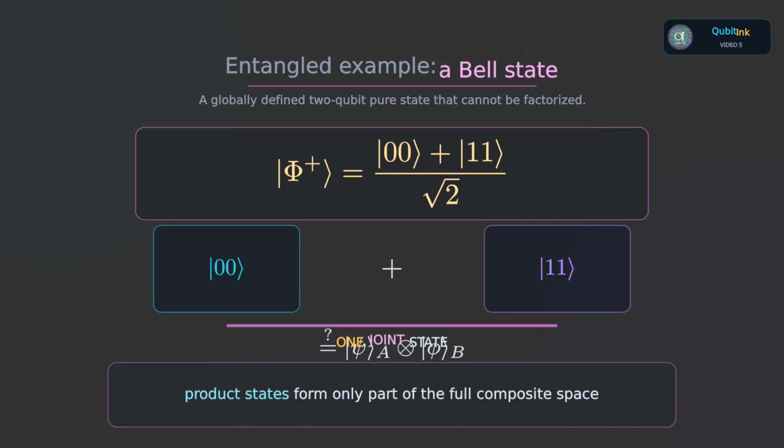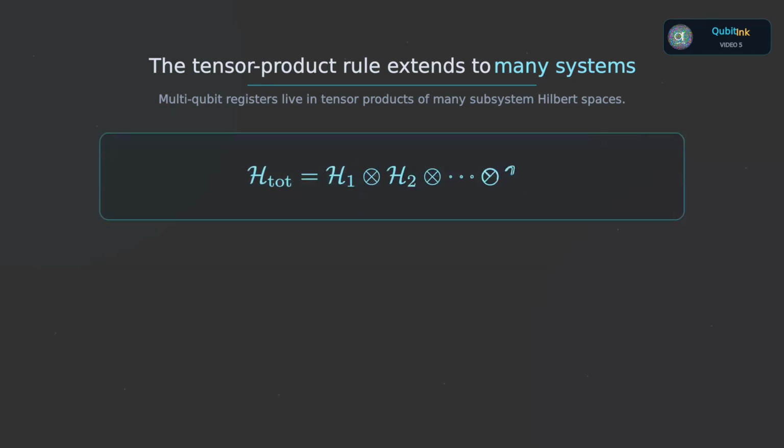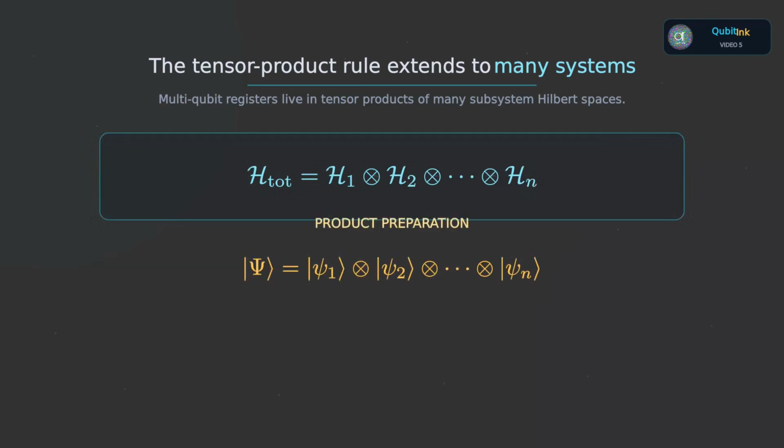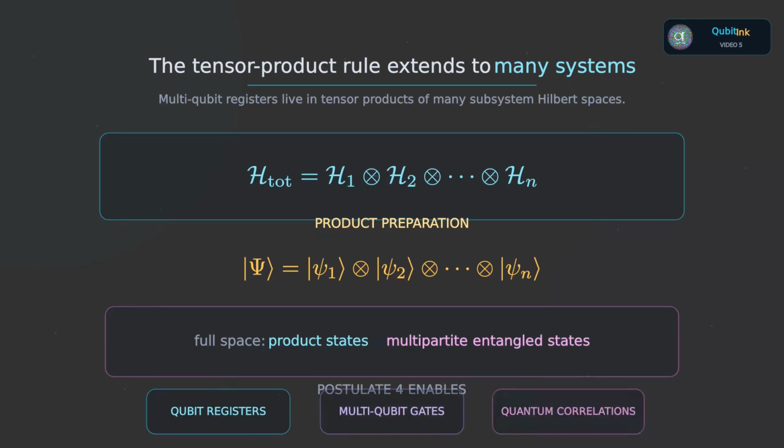The same construction extends to more than 2 systems. For several component systems, the total state space is the tensor product of all the individual state spaces. And when the subsystems are prepared in a product state, their joint state is the tensor product of the individual subsystem states. But again, the full composite space also contains non-product states, including multipartite entangled states. So postulate 4 gives us the framework for describing qubit registers, multi-qubit gates, entanglement, and quantum correlations.